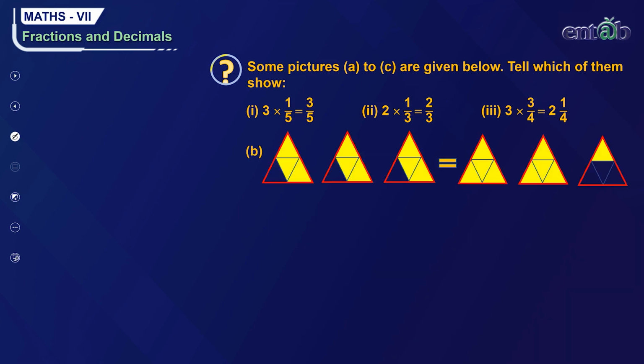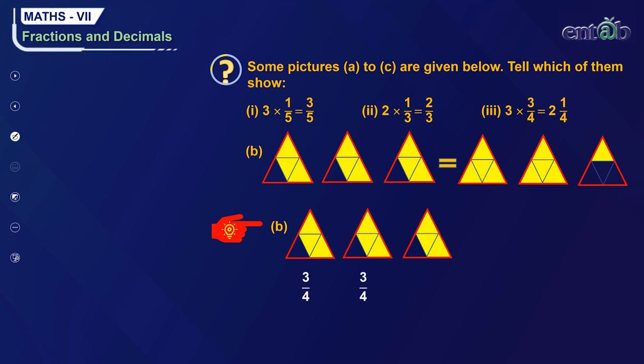Let's look at the B part now. So we have the triangle here. Here 1, 2, 3, 4. There are a total of 4 parts and out of them 3 are shaded. So the fraction becomes 3 by 4. Again this is 3 by 4, and again this is 3 by 4. So 3 by 4 plus 3 by 4 plus 3 by 4 can also be written as 3 times 3 by 4. So this will be equal to how many total parts?